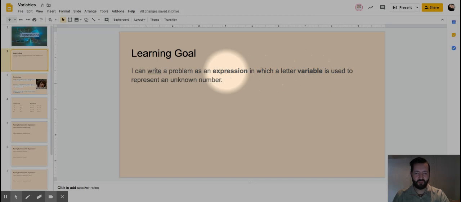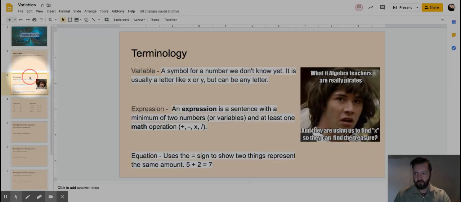Now, in this learning goal, you see two words that are bolded. First, expression, and second, variable. So if you don't know what those two words mean, let's visit our next slide here. A variable is a symbol for a number we don't know yet. It is usually a letter like X or Y, but can be any letter of the alphabet. And in fact, it can be any letter of a Greek alphabet. It doesn't even have to be the English alphabet that we use for that.